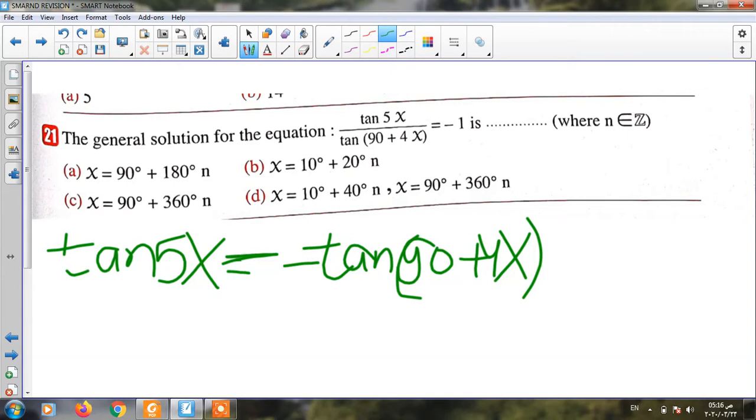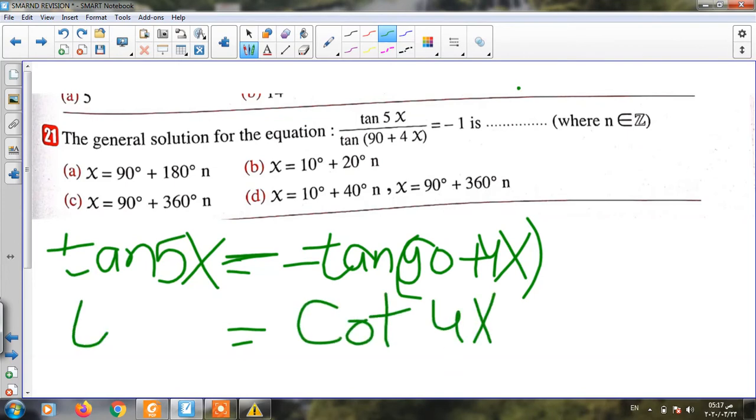So from the previous term, tan of 90 plus is in the second quadrant, right? So the tan is going to be negative. In the second quadrant, tan is negative. So negative times negative, the result is going to be positive. So the negative outside is cancelled. Then 90 is an odd number, so change the tan into cotan. So it's cotan 4x. So now tan 5x equals cotan 4x.